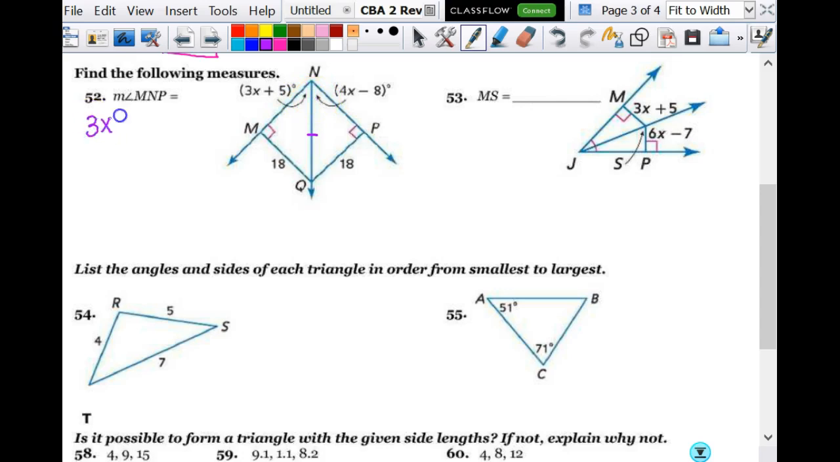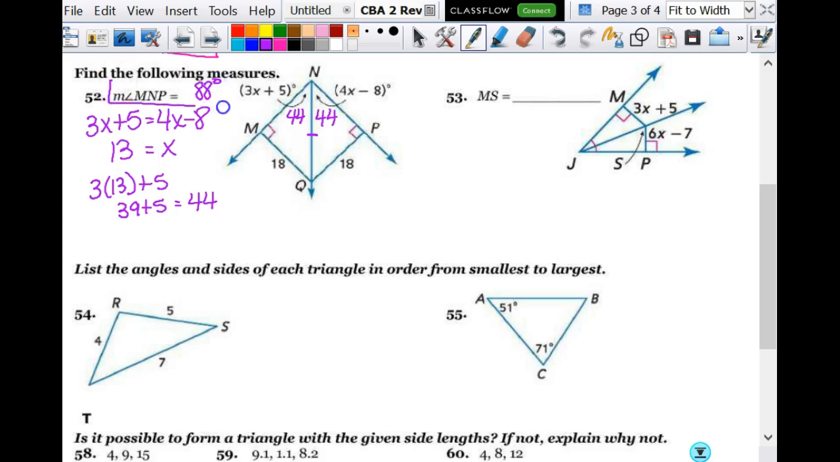So 3x plus 5 equals 4x minus 8. Let's move my x over here, add this over here. I get 13. They didn't ask me for x. They asked me for the measure of angle MNP. So I've got to plug it back in. I can plug it back into one of these. I'm going to do 3 times 13 plus 5. So that's 39 plus 5, which is 44. And then if this is 44, this is 44. So the measure of the angle is 88 degrees.